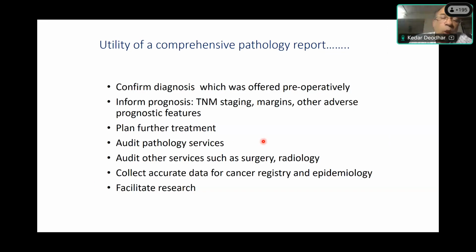gold standard. It also helps us audit other services such as surgery or radiology, because by that I mean a good APR surgery and good pathology assessment can also be compared with CT scan reports or MRI reports, and if the radiologist has mentioned a significant positive node, you can actually have a correlation with radiology. It also collects accurate data for cancer registry and cancer epidemiology, and also facilitates research. This can be a good set for MD student thesis or dissertations.